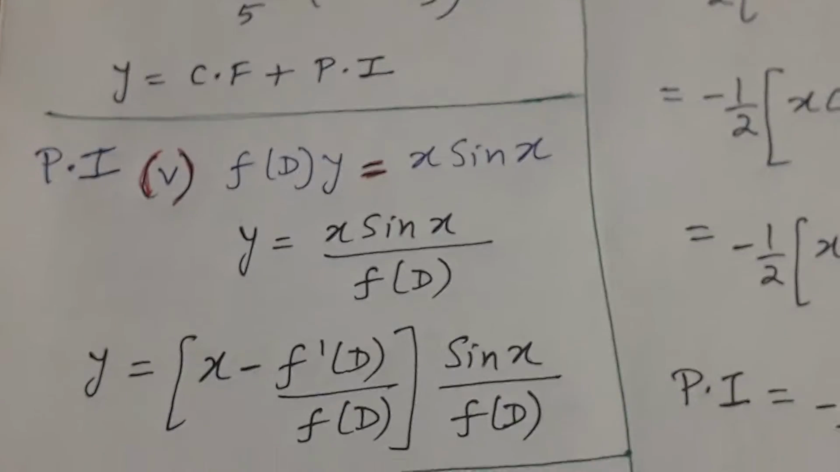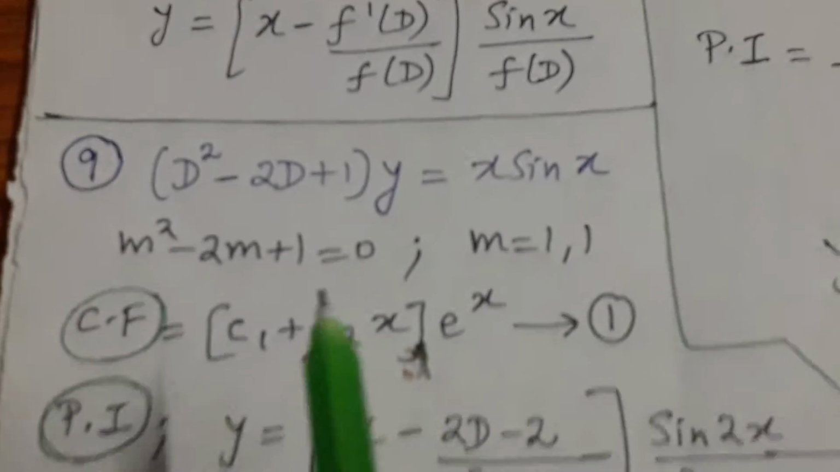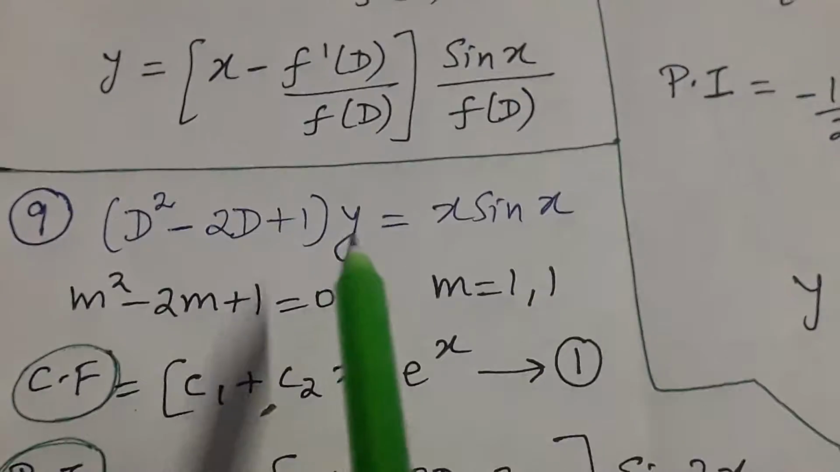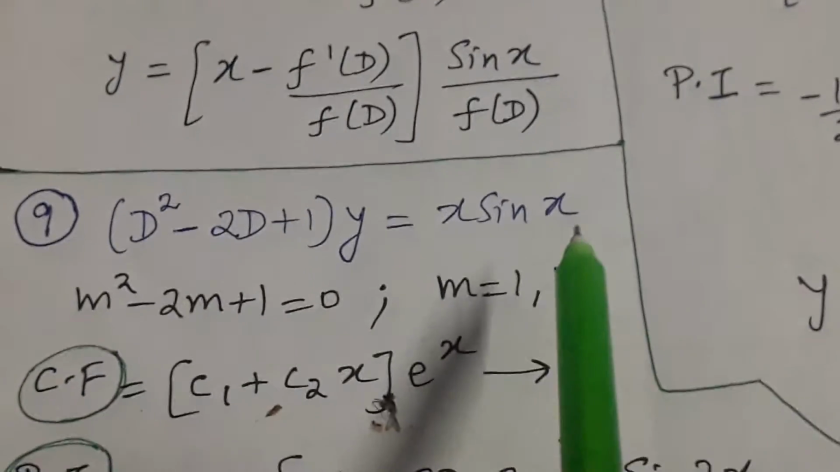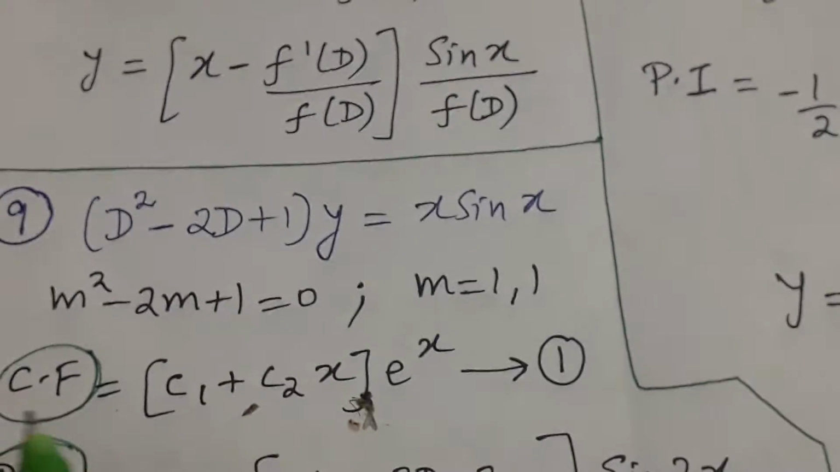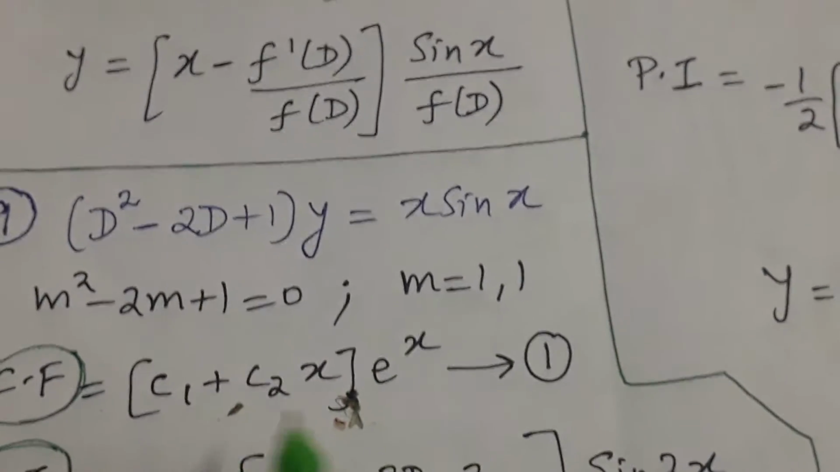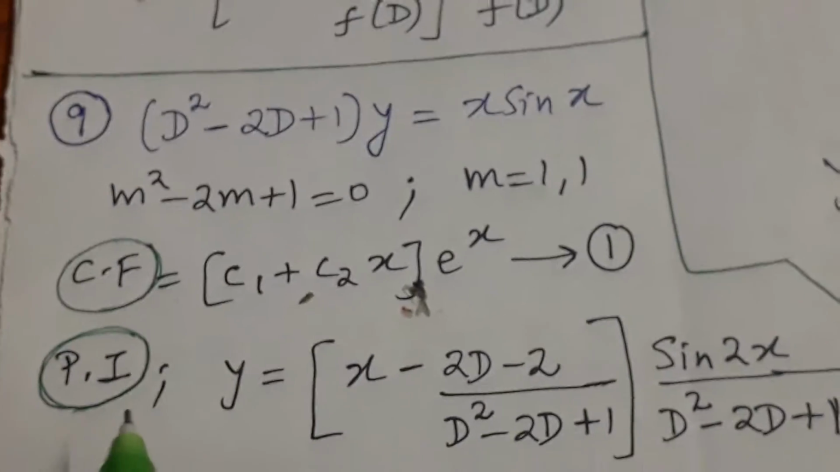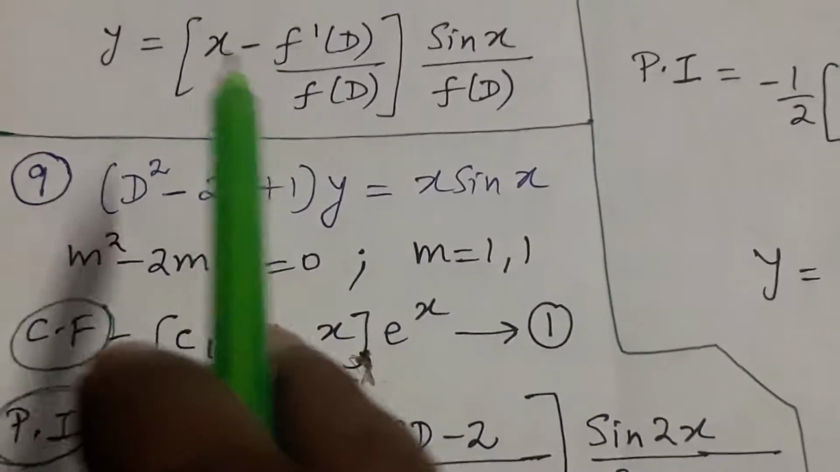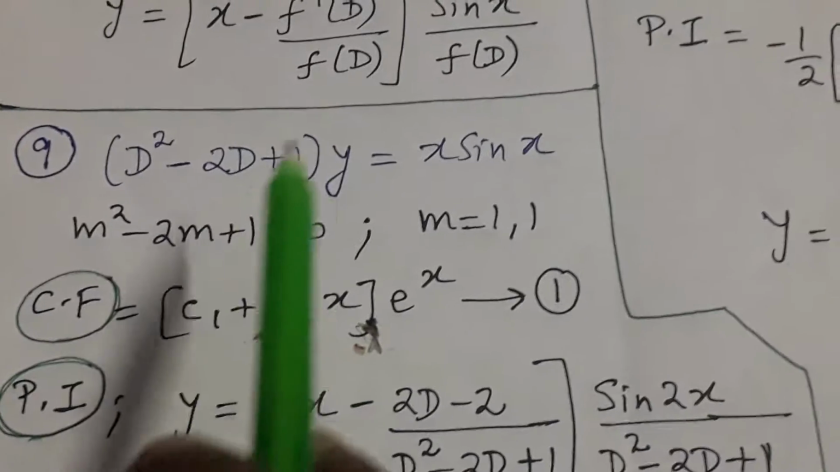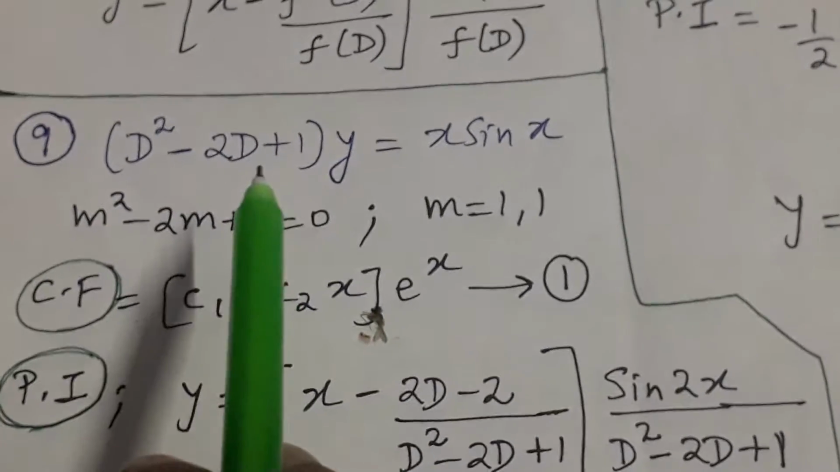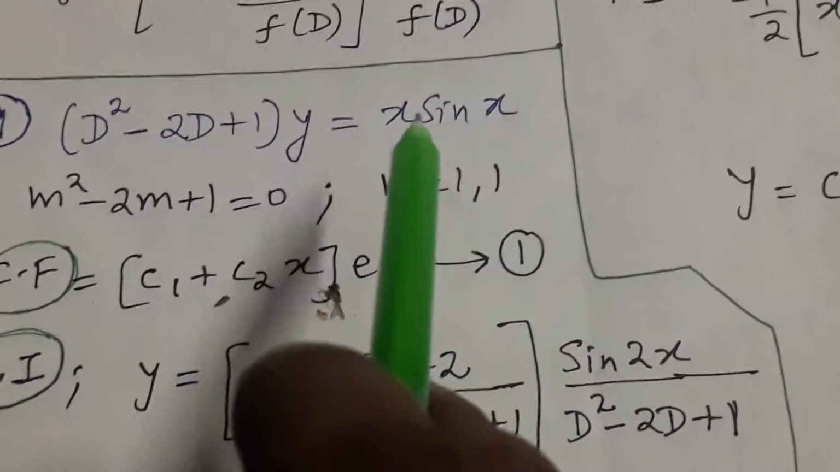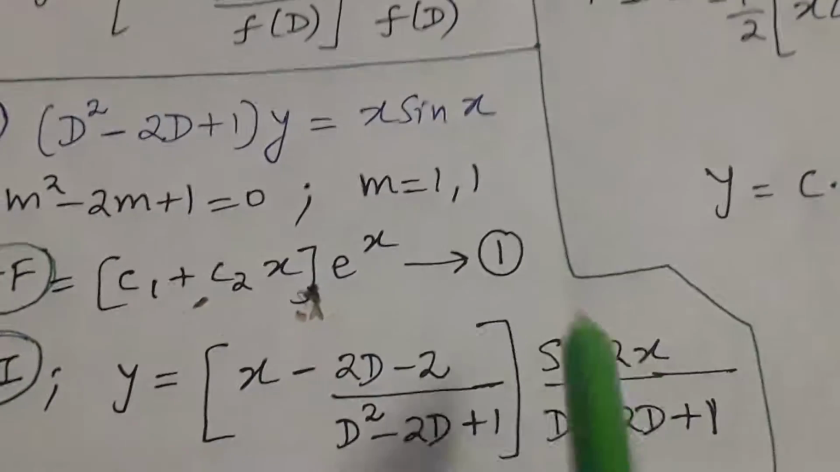Now we'll go with the problem. D square minus 2D plus 1 of y is equal to x sin x. Auxiliary equation, complementary function: it will be of this type because the roots are equal. How to find the particular integral? As we saw in the method, x minus f dash of D. What is f dash of D? 2D minus 2, by f of D as it is, into sin x.